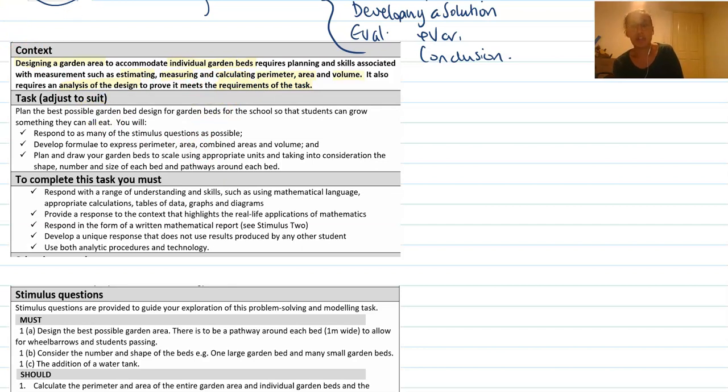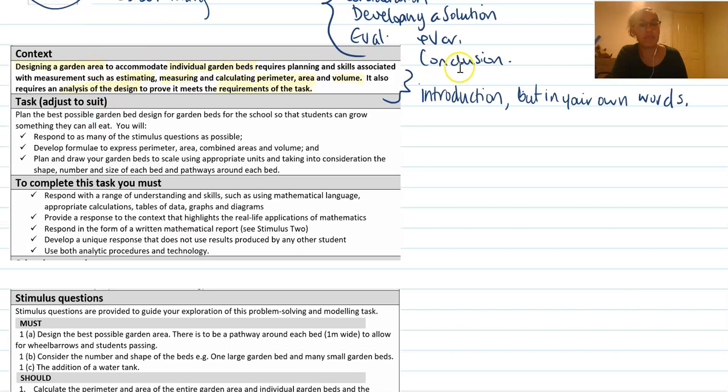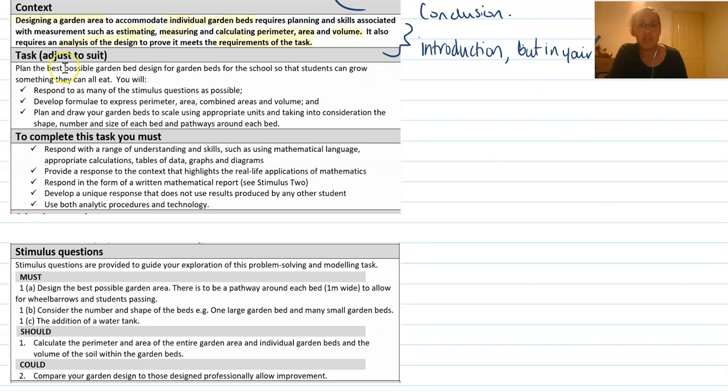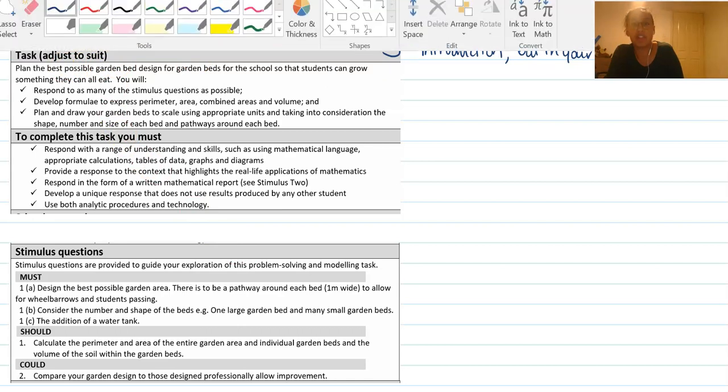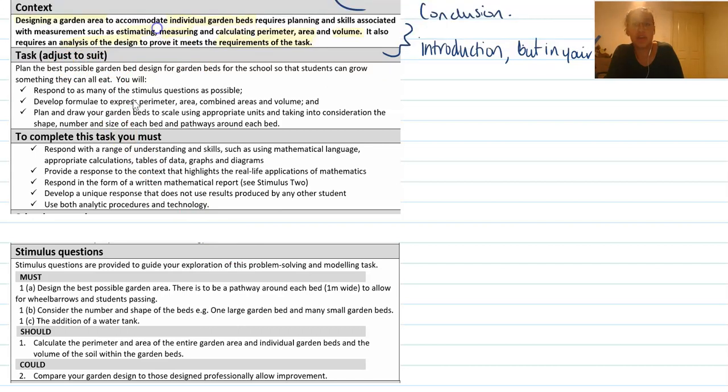When you write your introduction, you want to be putting this in your own words. Now, we'll come back to those in a moment, or in another video. So the task that you've got there is to plan the best garden bed design possible for students to grow their veggies, or produce. So that is what we are looking for. Best possible garden bed for the school. Students can grow something they can all eat, so produce.